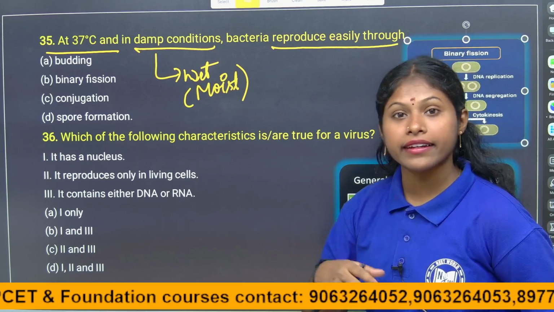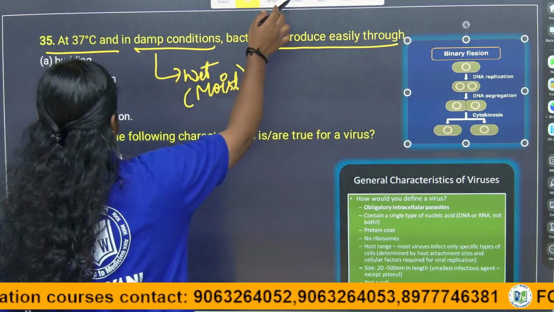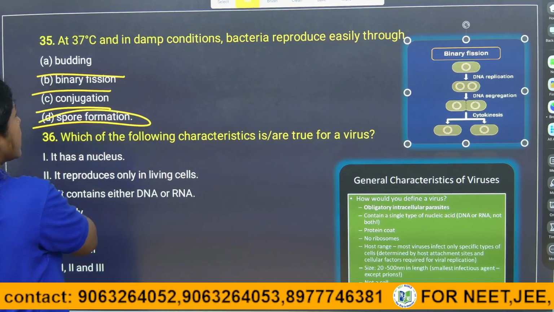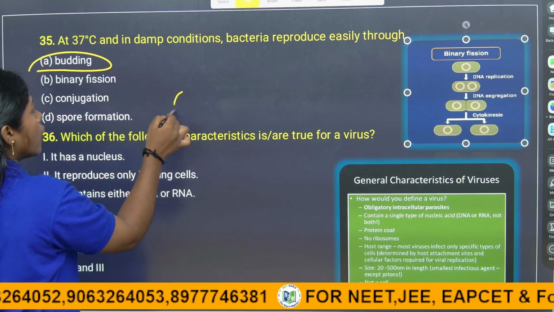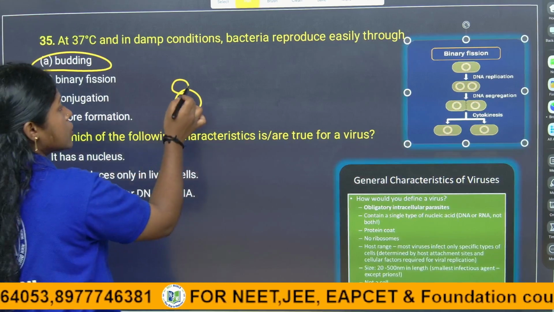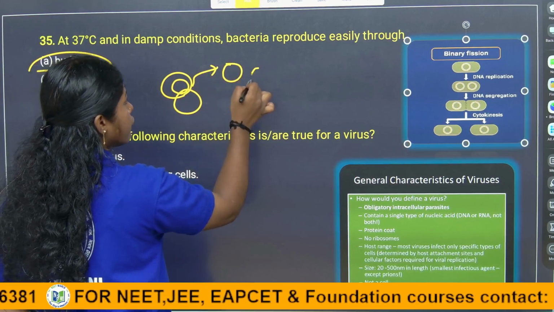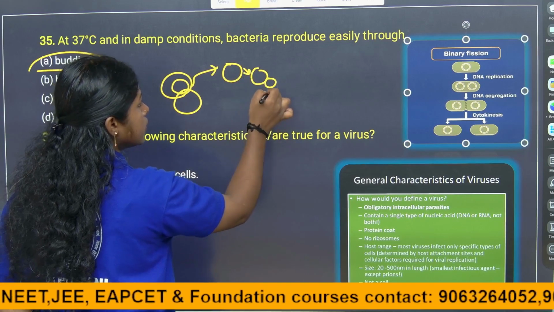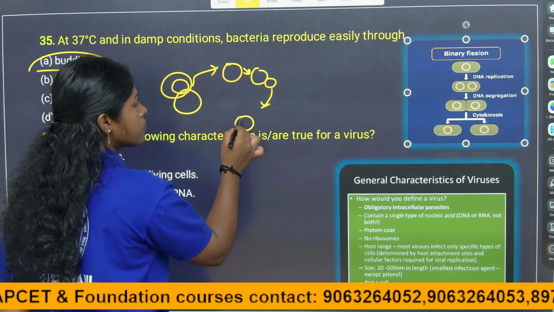So how can bacteria reproduce? By budding, or binary fission, or conjugation, or spore formation, they are asking. So what is budding, children? It is an outgrowth of the unicellular fungi we discussed. When it matures, it detaches from the parent and forms another outgrowth. It again continues. Otherwise it forms a chain of buds.